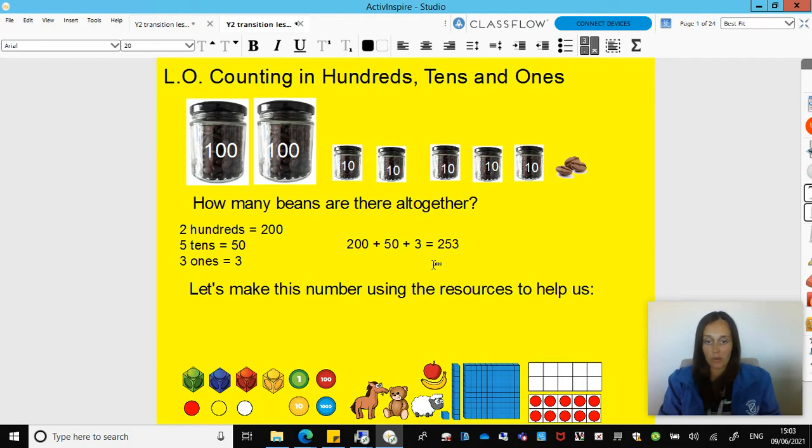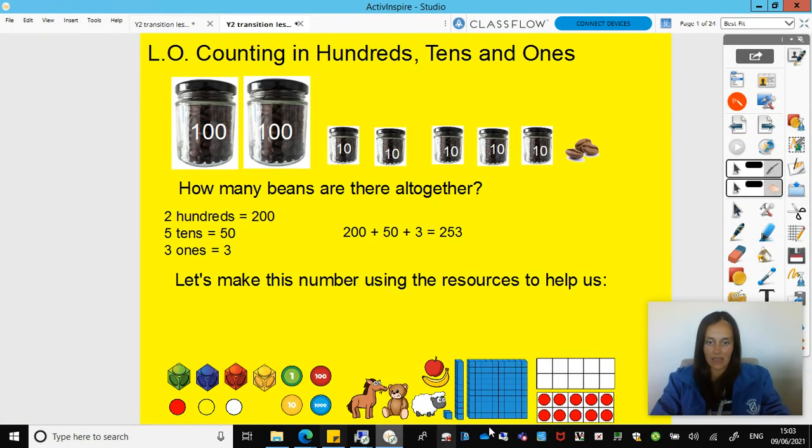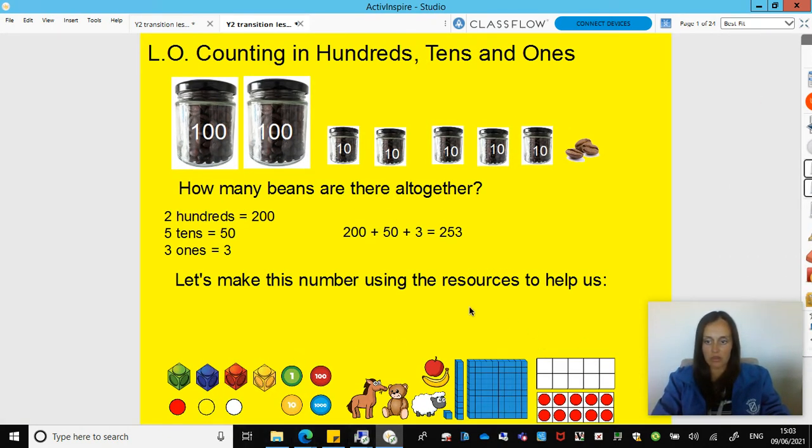So today we're going to be using the resources to help us represent, to help us show that number, okay? So I've got some resources down here and we're going to choose the most suitable ones to help us represent the answer. So we've got some multi-link here, we've got some counters, some place value counters, we've got some objects, we've got some base 10, and we've got some 10 frames. So we're going to be using base 10 today, so you are going to be using base 10 to help you represent your answers, okay? So we need to make 253.